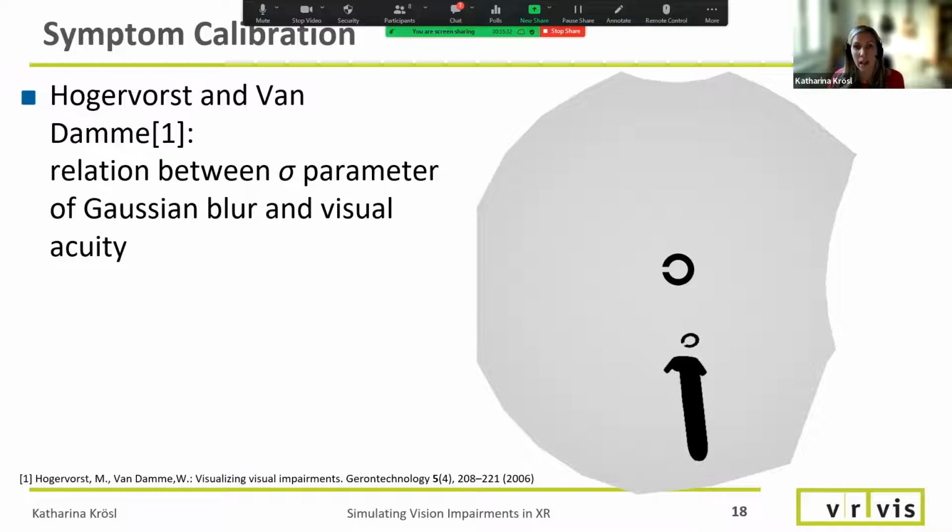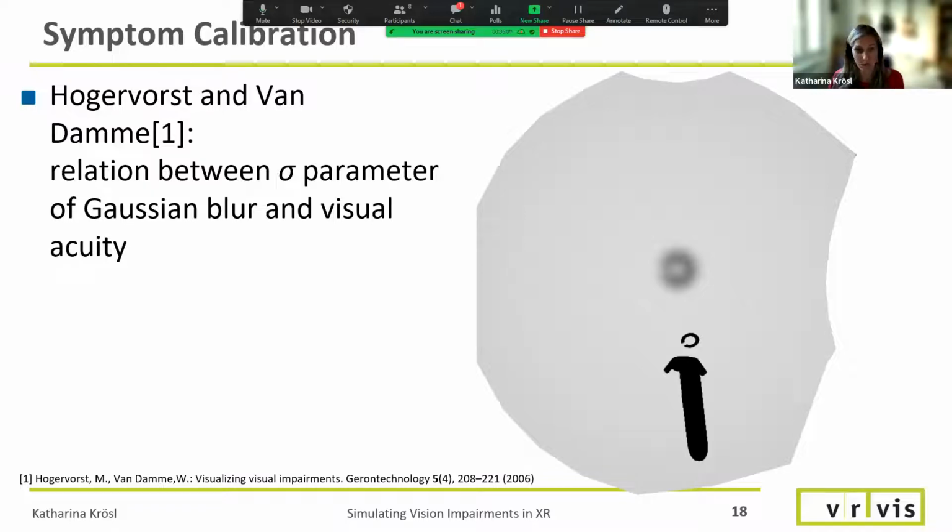But we apply a Gaussian blur to the image and stepwise increase this blur, as you can see here, until the user is not able to recognize the gap in the Landolt-C anymore. Because then we have calibrated the vision of this user to the predefined level of reduced visual acuity.